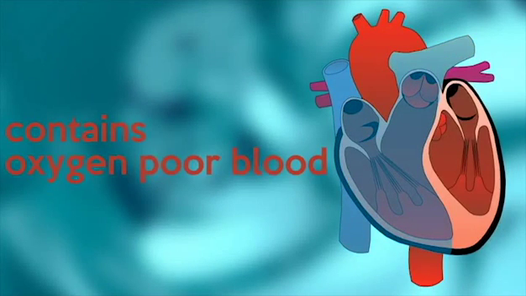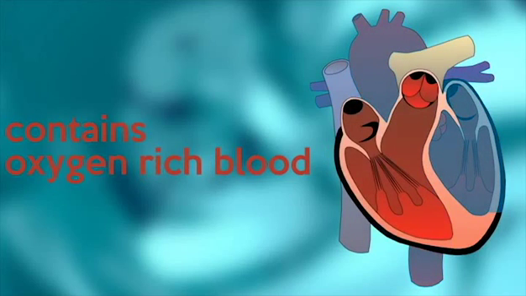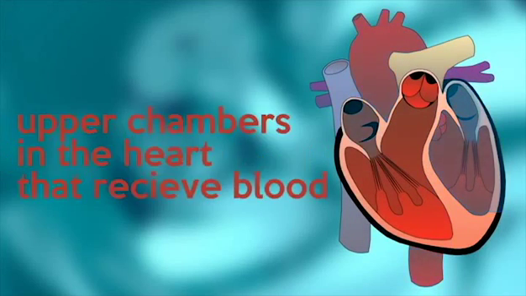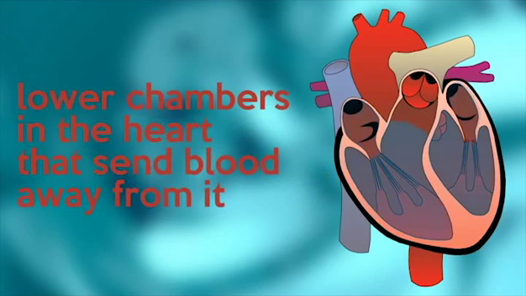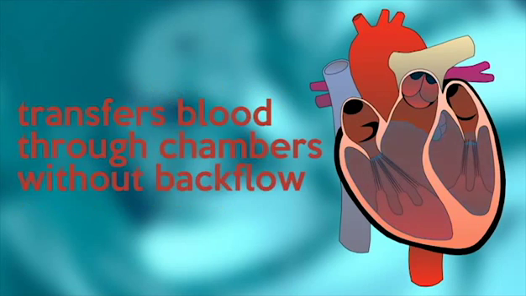The right side of your heart is concerned with oxygen poor blood, while the left is concerned with oxygen rich blood. These two sides include atria on the left and right upper sides of the heart, which are chambers that receive blood from veins to the heart, while the left and right ventricles are chambers on the lower part of your heart that sends blood away from your heart. Valves let blood in and out of the chambers of the heart without any backflow.